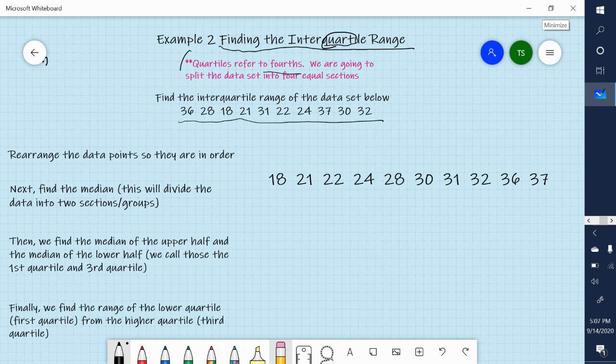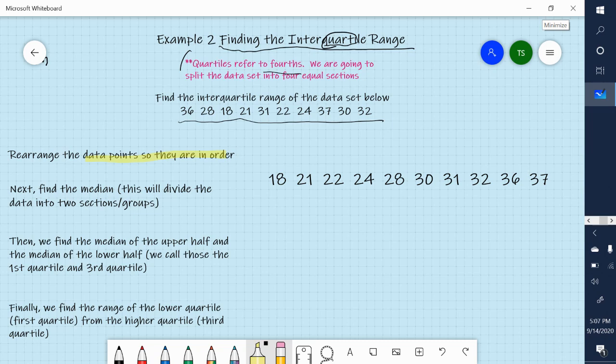So the first point that we need to make is that you got to put your data points in order. And I've done that already for you. That seemed like a waste of time for you to watch me put numbers in order, so I did that.